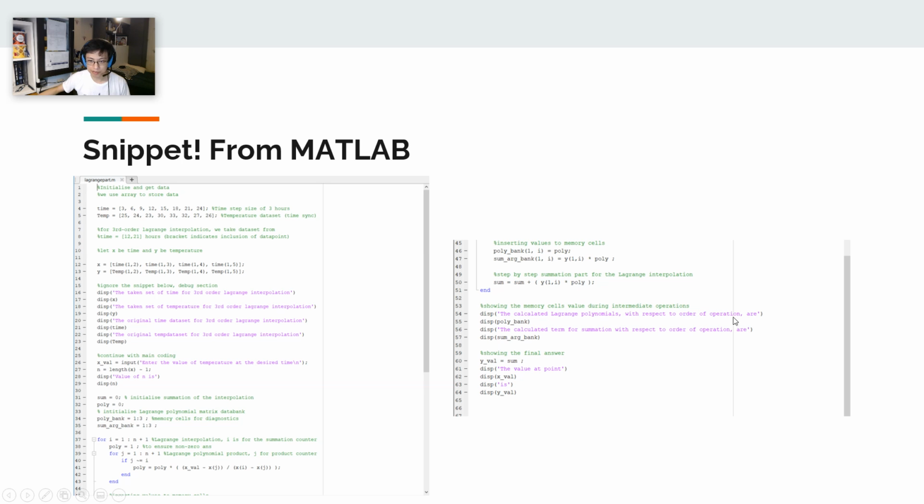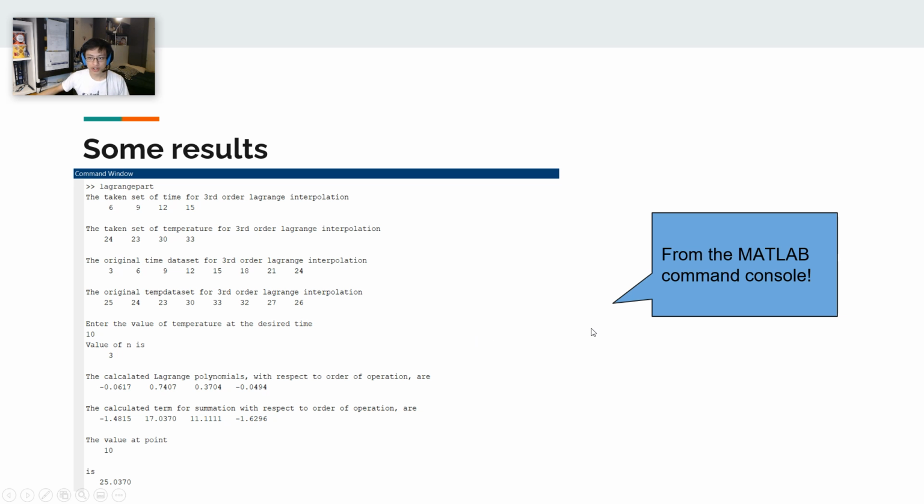Okay, we can skip this. This is just displaying the values of those intermediate operations. And this is where the final answer is shown. All right, so how does it look in the Matlab command console? This is how it looks. As you can see, it shows the data set chosen, and then this is where we put in the value of time for which we want to find the temperature. And this is the final answer. This is just the polynomials, the calculated Li, and the calculated summation step by step.